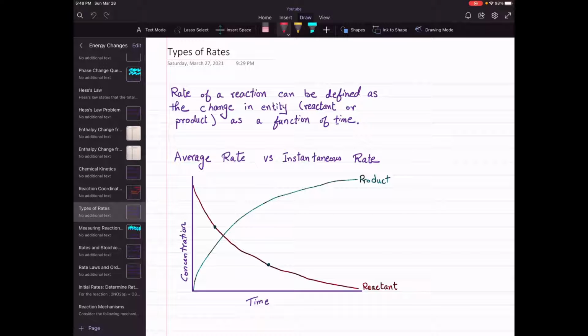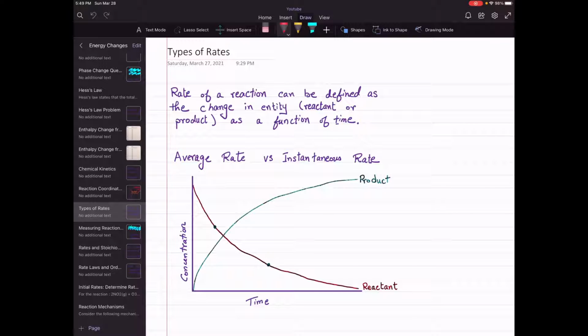There are two different types of rates of reaction, and you may have heard of these terms before. Average rate. Average rate is when we have a change over a period of time. So we are looking at a range over which something happened and how much change happened, and we can take the amount of change divided by the time it took for that change, and that will give us the average rate.